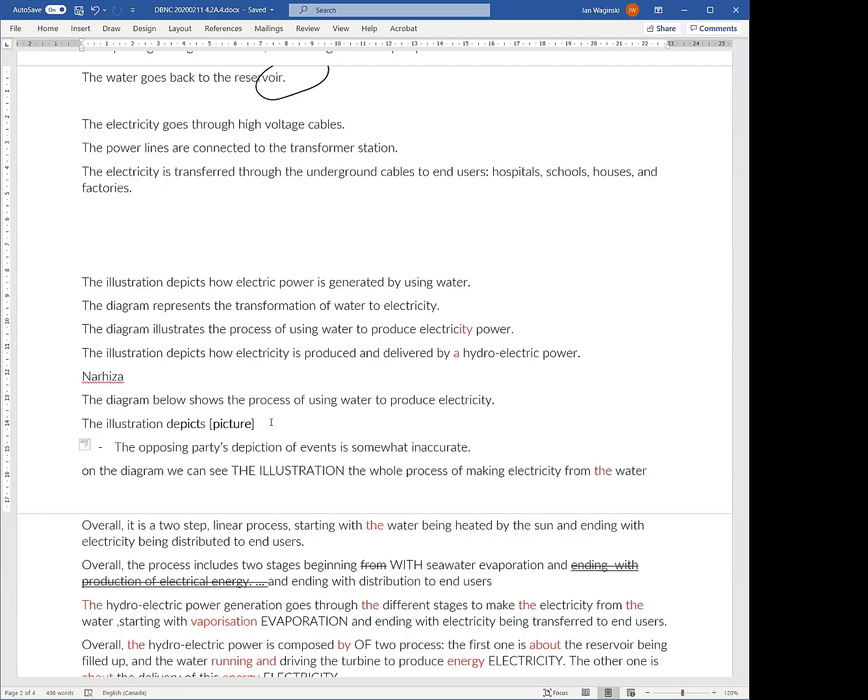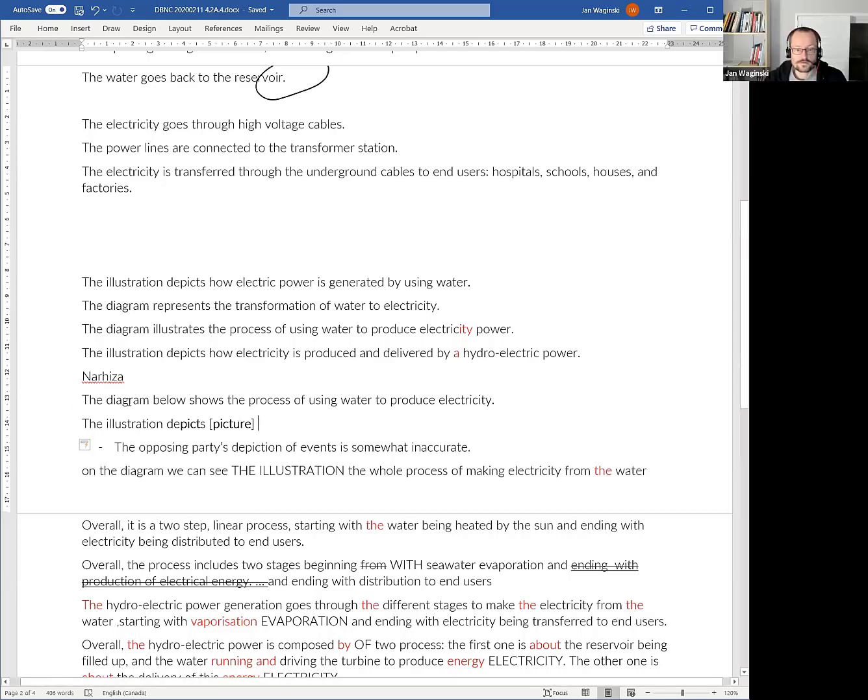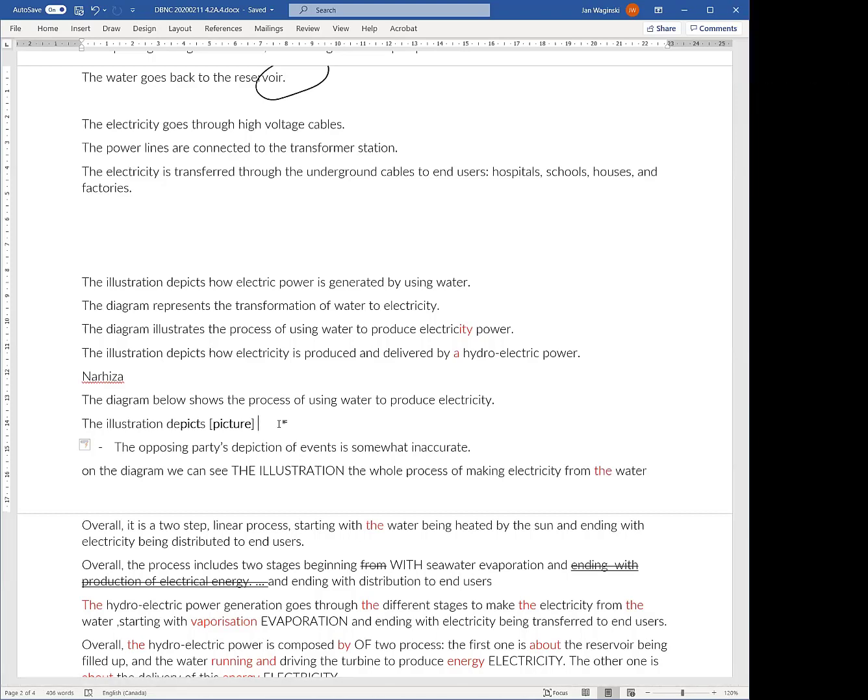Sorry, what? Can you repeat? Well, we're here. The diagram shows, so now we need the rest. It's a process, so which word signifies a process? How? Yeah.